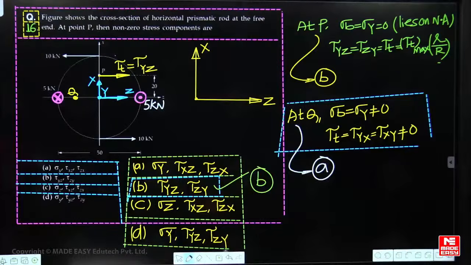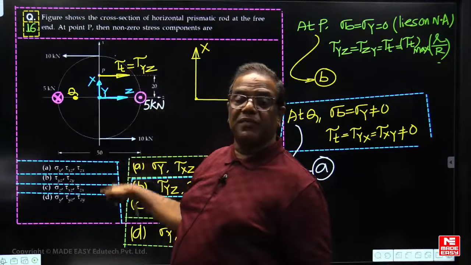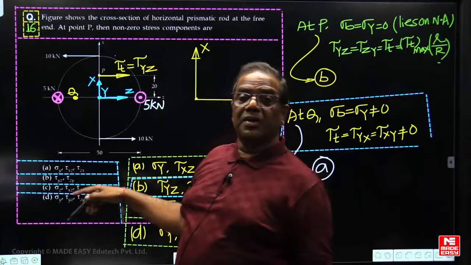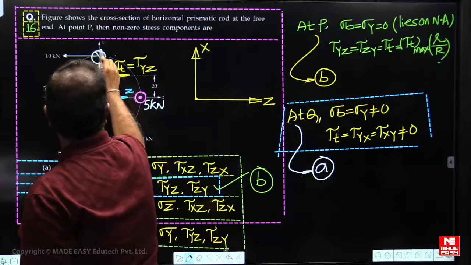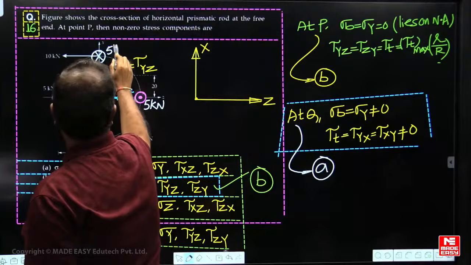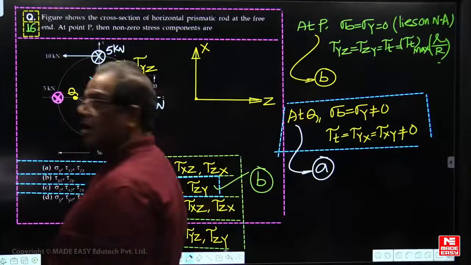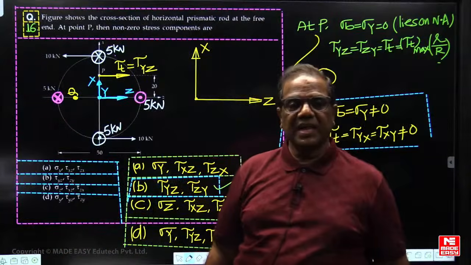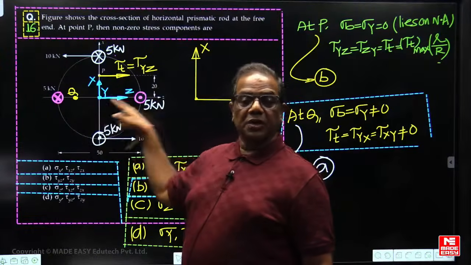Sir, when will option D apply in this question alternately? Option D is not possible here. When is option D correct? If the eccentric axial loads are given on VCA, suppose eccentric axial loads are given here, then this will be the neutral axis.